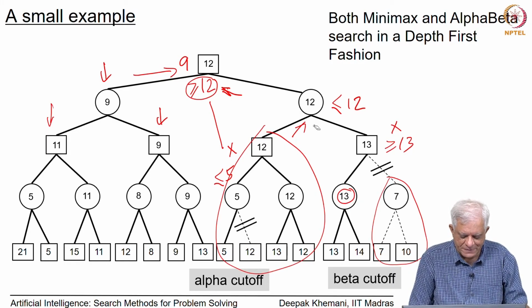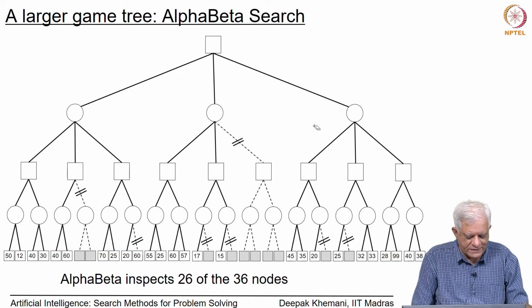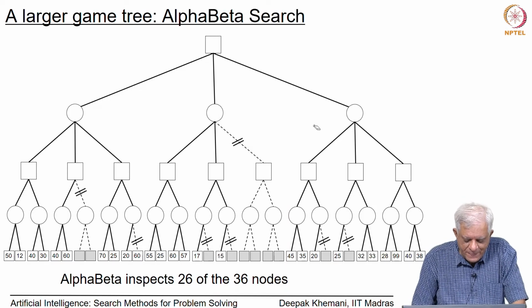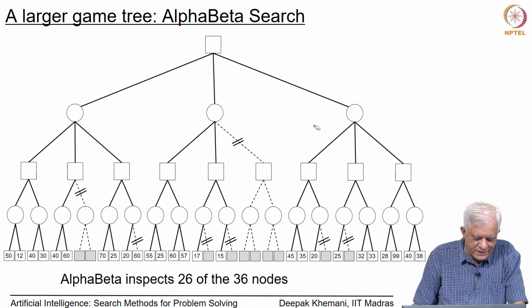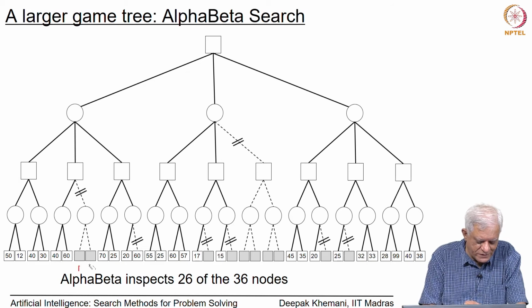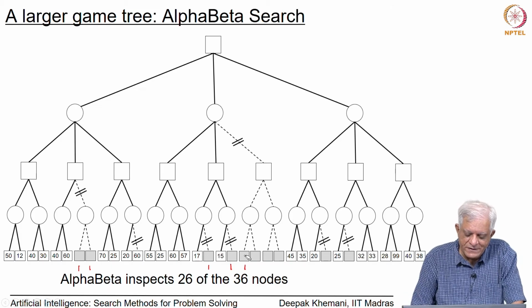Let us look at a slightly bigger example in which there are more cutoffs. Here is a larger tree, it has got 36 nodes, and this is the final tree that I have drawn, and I would encourage you to do this exercise yourself. In particular, observe that in the nodes that have not been visited by alpha beta, which are these shaded nodes here, if you were to put in any value, it would not change the minimax value of the entire game tree.